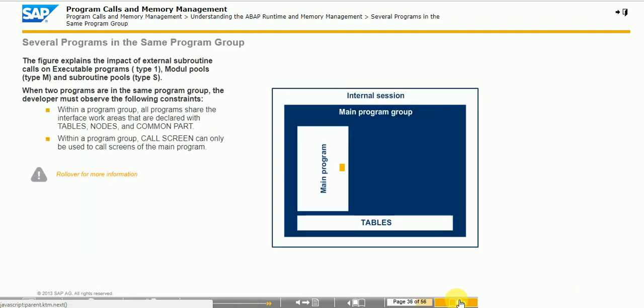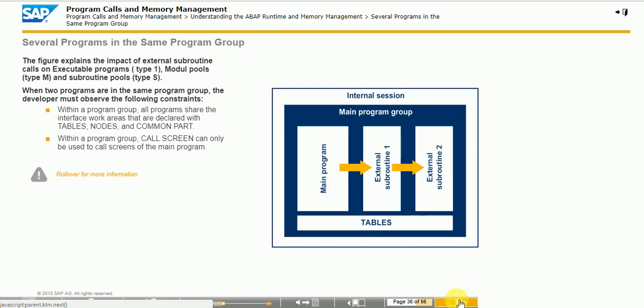When the user calls a subroutine externally, the system does not generate any new program group in the internal session. Instead, it loads the main program of this subroutine into the calling program's existing program group. Hint: subroutines of a function group are an exception. When a subroutine of a function group is called externally, the system loads the corresponding function group into an additional program group.